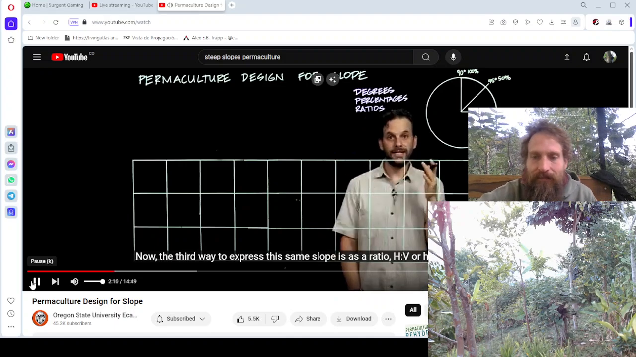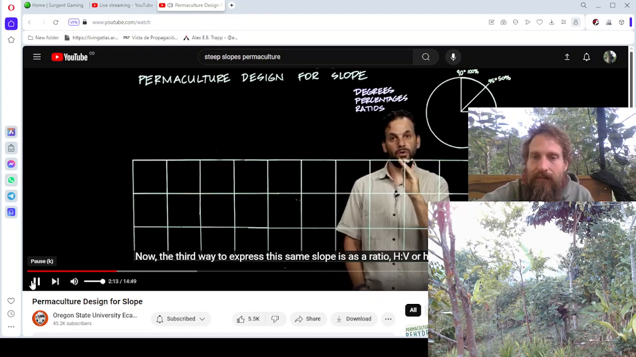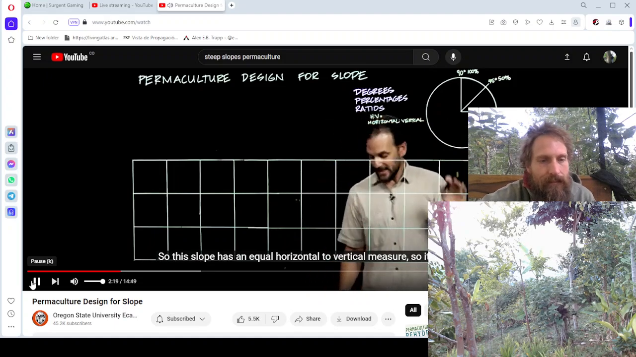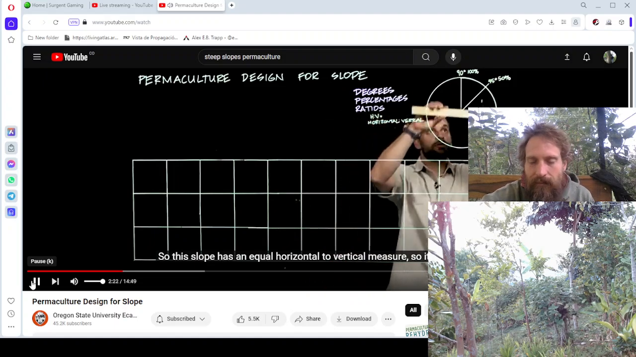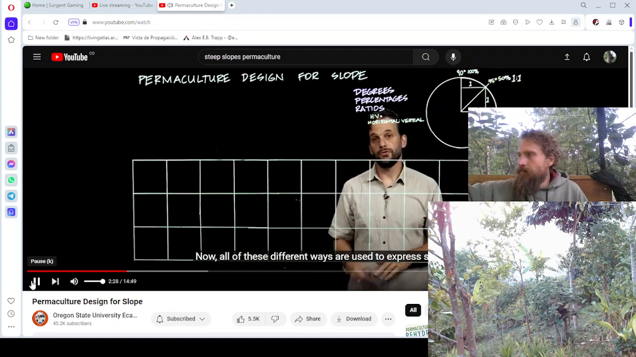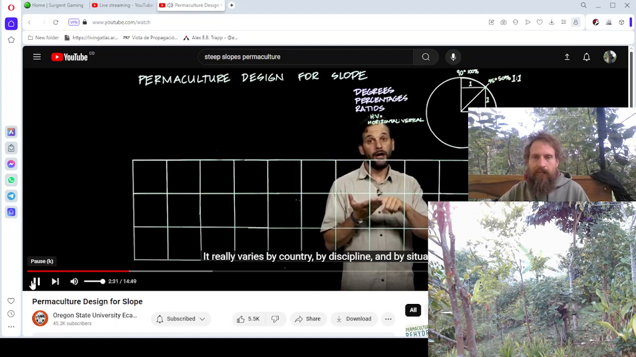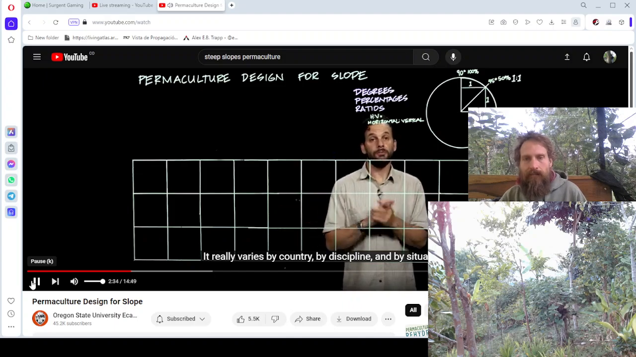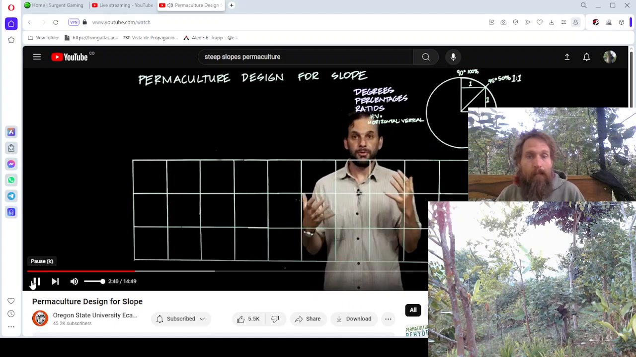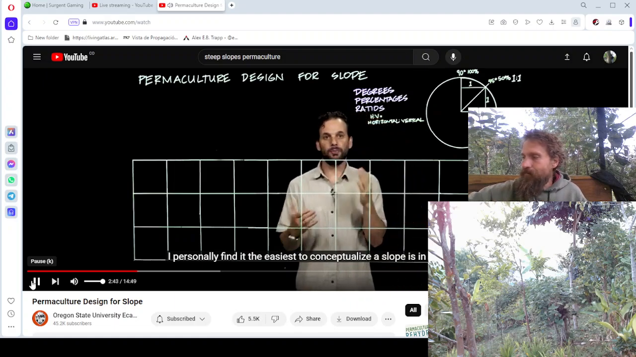Express this same slope as a ratio H to V, or horizontal to vertical. So this slope has an equal horizontal to vertical measure, so it is a 1-to-1 slope. Now all those different ways are used to express slopes. It really varies by country, by discipline, and by the situation. But for this lecture and throughout the course, I will primarily use percentages. I personally find the easiest way to conceptualize a slope is in percentages.